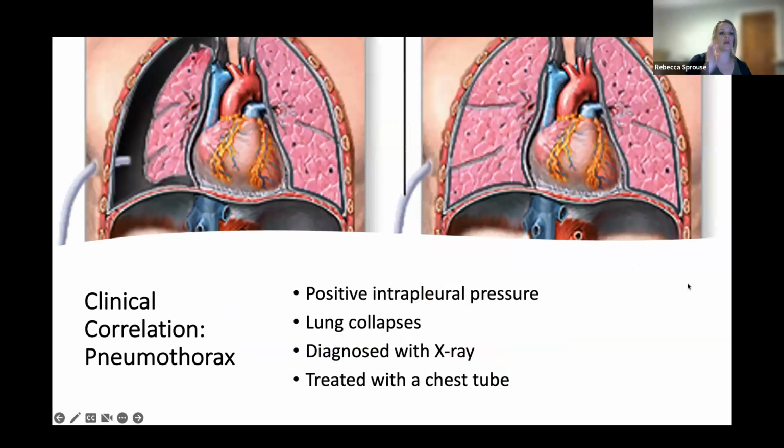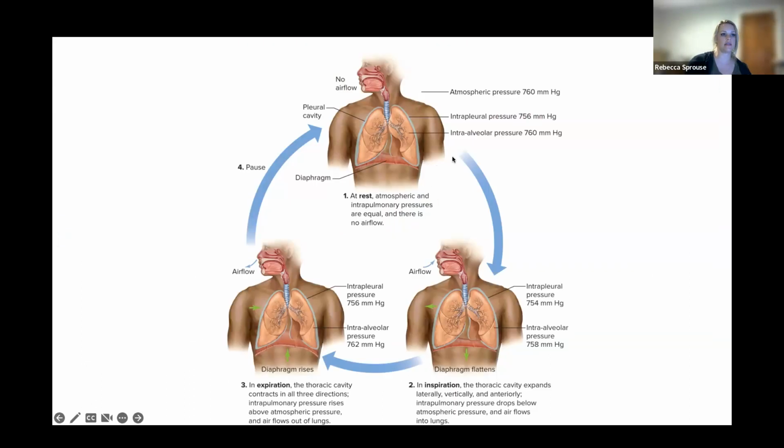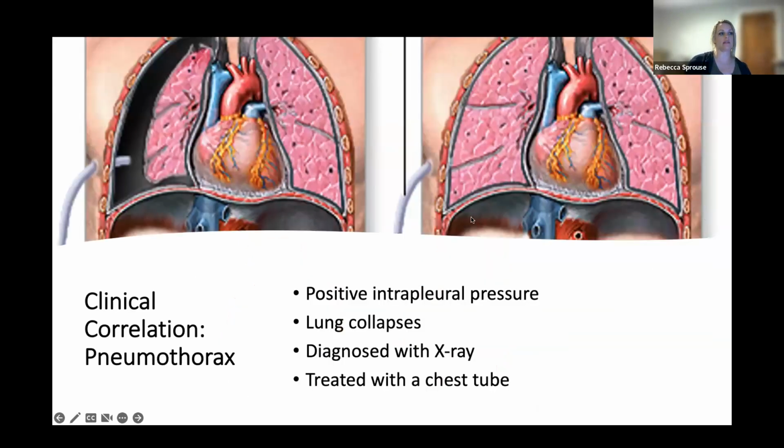So here's your clinical correlation. What happens if that intrapleural pressure is too great? Remember I said that this intrapleural pressure has to be slightly negative compared to the other pressures. But what if it's not? What if it's too high? Then you have a higher volume of air pushing on that lung. And so this lung is going to collapse. We call that a pneumothorax. That pressure is going to push on that lung from this direction.